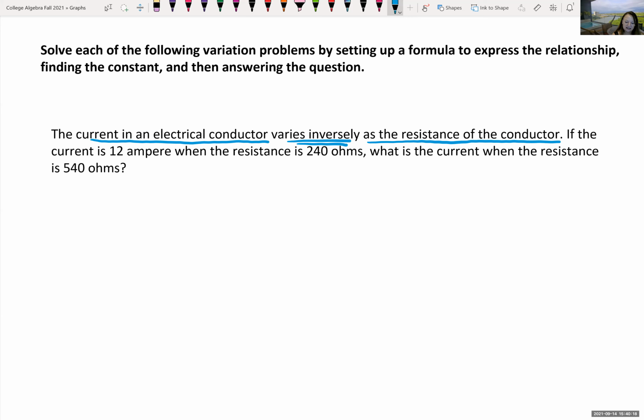Okay, so let's first go through and set up the generic equation. And it looks like we're going to need to define what variables represent. So the current of the electrical conductor. So maybe let C equal the current of the electrical conductor.